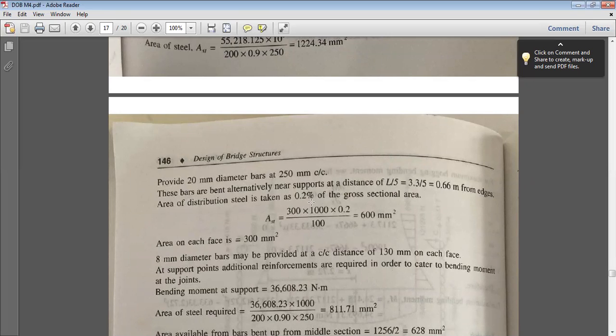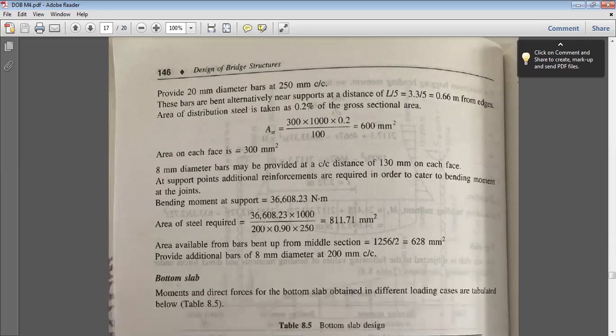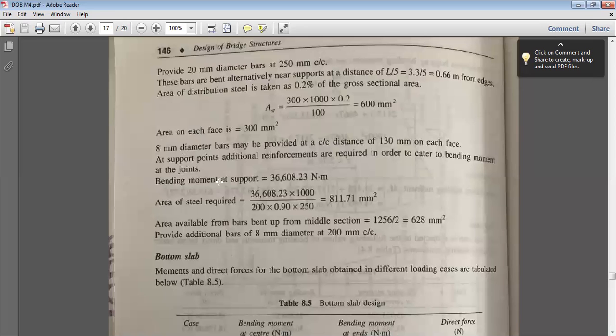Area of distribution steel is taken as 0.2% of gross sectional area. So 300 is thickness into 1 meter length, 0.2 by 100. So distribution steel is 600 mm square. That is, area on each face is 300 mm square we have to provide. That is two sides you will be having, top and bottom. So on each face it will be 300 mm square. So 8 mm diameter bars to be provided at center to center of 130 mm on each face to satisfy this 300 mm square.